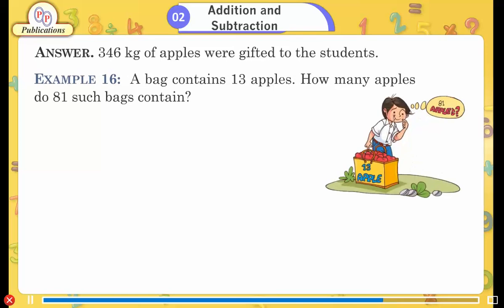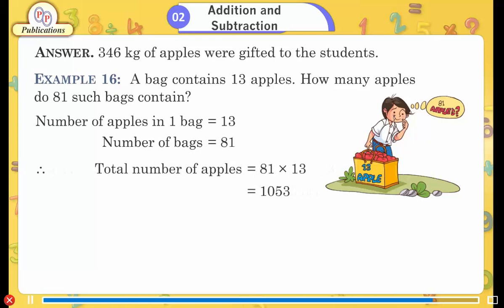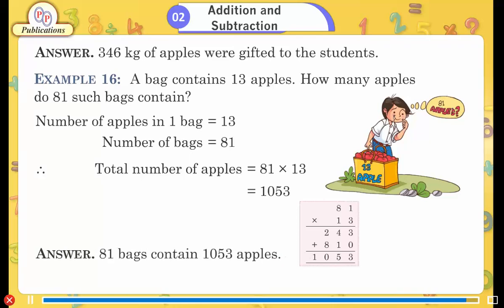Example 16. A bag contains 13 apples. How many apples do 81 such bags contain? Number of apples in one bag is equal to 13. Number of bags is equal to 81. Therefore, total number of apples is equal to 81 into 13 is equal to 1053. Answer: 81 bags contain 1053 apples.